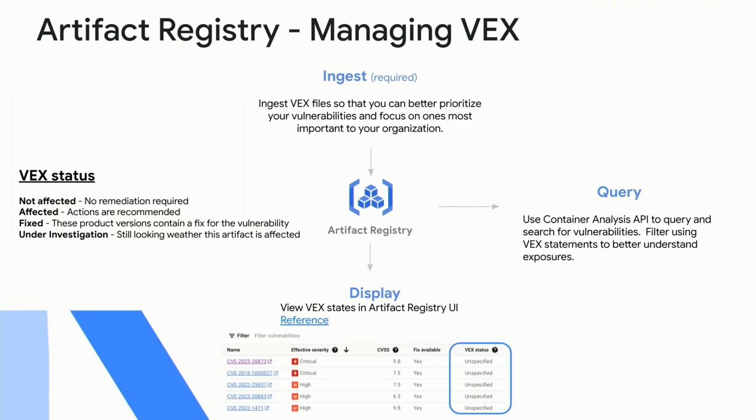In addition, a corollary to the SBOMs is the VEX information. We just talked about it's not sufficient just to know there are critical vulnerabilities.